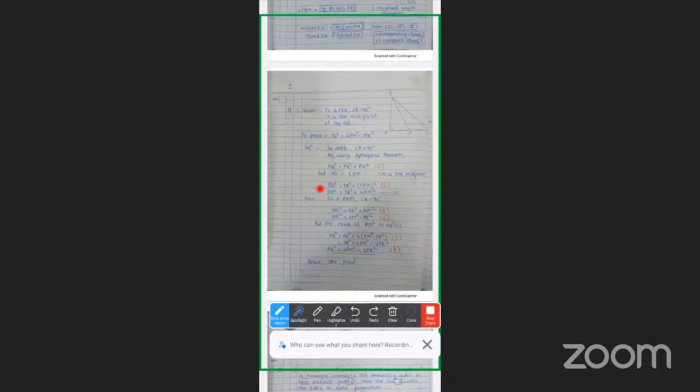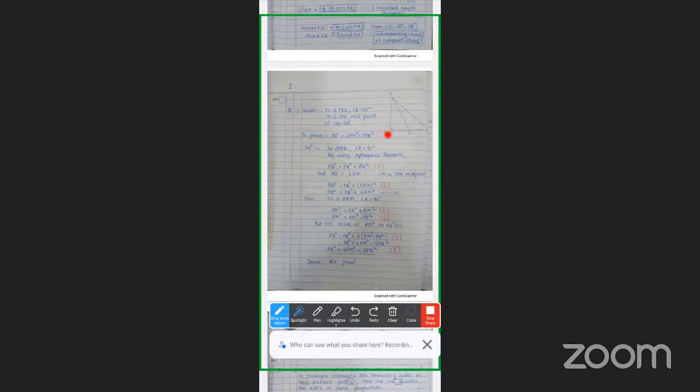So PQ square is equal to PR square, and we have to put RQ replaced by 2RM. So here (2RM) bracket square. This is our (2RM) bracket square. So what will we get? That is PQ square is equal to PR square plus 4RM square. Correct? PQ square is equal to PR square plus 4RM square. That will be equation number 1. Then again focus on the next triangle, that is triangle PRM.